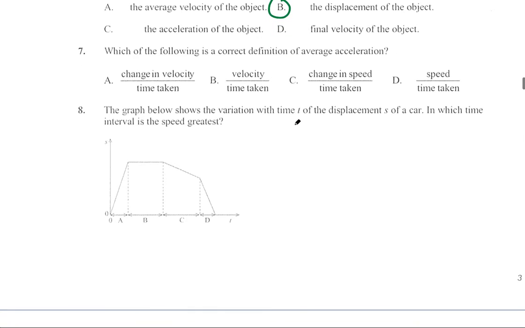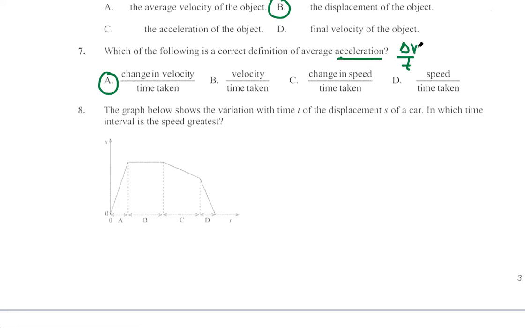Number 7, which of the following is the correct definition of an average acceleration? Well, since acceleration is a vector, it's got to have a vector in its definition. So we have a change in velocity. So it's not just the velocity divided by time taken, it's the change in velocity divided by the time taken. Because you can imagine that if something's going along at a constant speed, the acceleration by definition must be 0.